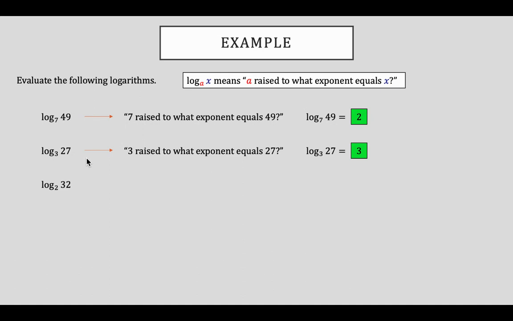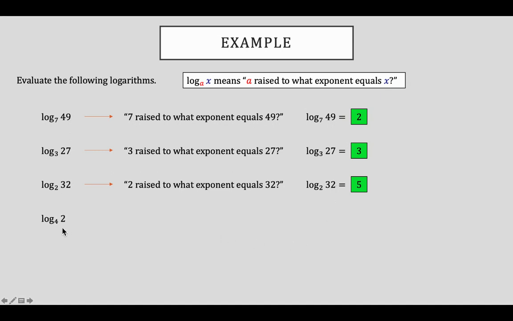How about log base 2 of 32? Again, this means 2 raised to what exponent is equal to 32? Well, let's go by our multiples of 2. 2 times 2 is 4, times 2 is 8, times 2 is 16, times 2 is 32. Log base 2 of 32 is equal to 5. Again, 2 raised to the 5th power is equal to 32.